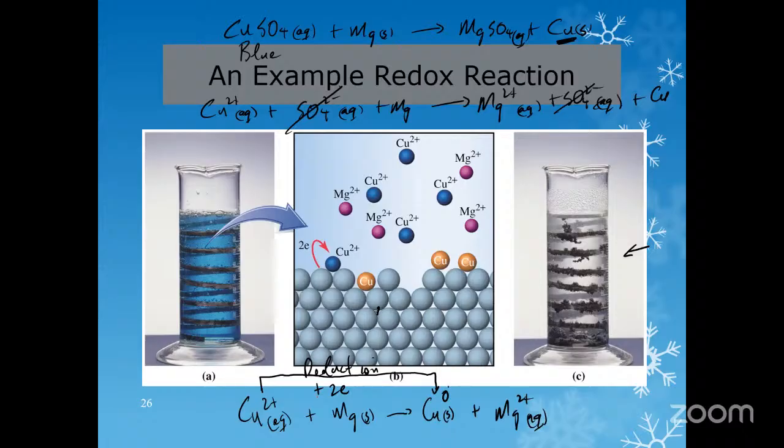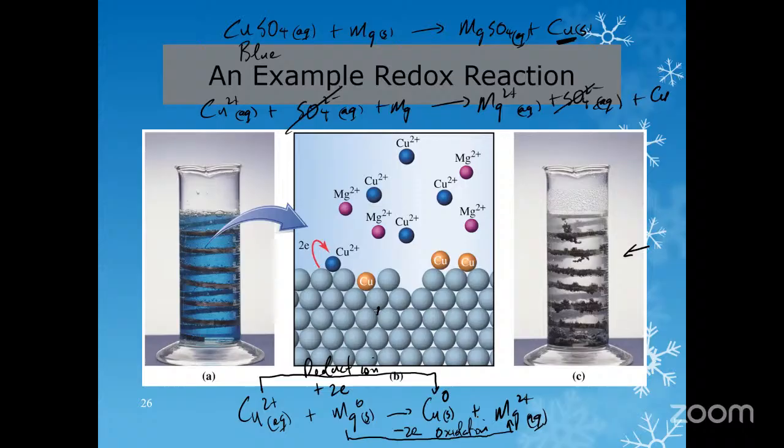Where do those 2 electrons come from? They come from the magnesium undergoing oxidation. The magnesium solid, which has no charge, will lose 2 electrons, right, to form the magnesium 2 plus. So the magnesium is undergoing oxidation, because it is losing electrons, and therefore its charge or oxidation number will increase, while the copper 2 plus will be undergoing reduction. And this is what happens in every redox reaction.